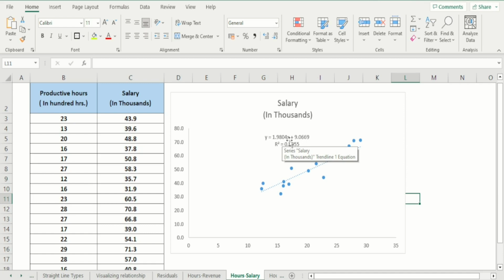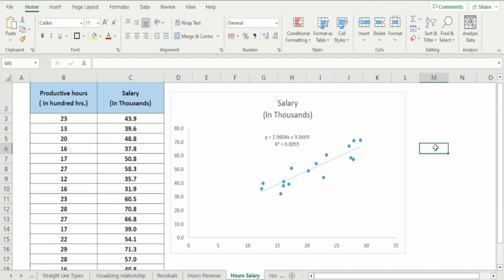1.9804 times x. X, remember, is the independent variable or the number of productive hours right here. And then you have c, y equals mx plus c, or the intercept on the y-axis here is 9.06. So now this has given us a good equation, and the R square value is 0.8055. Now how do we interpret this value?